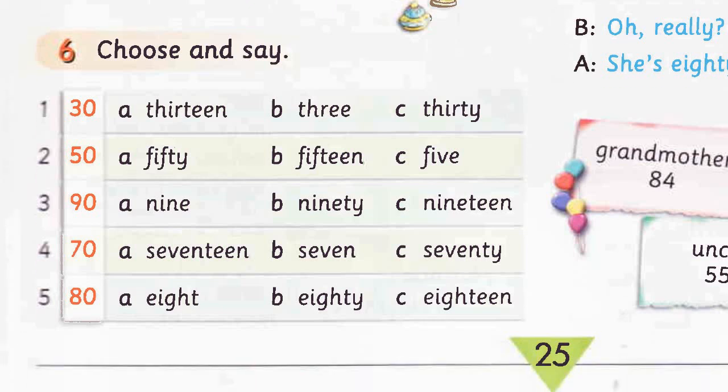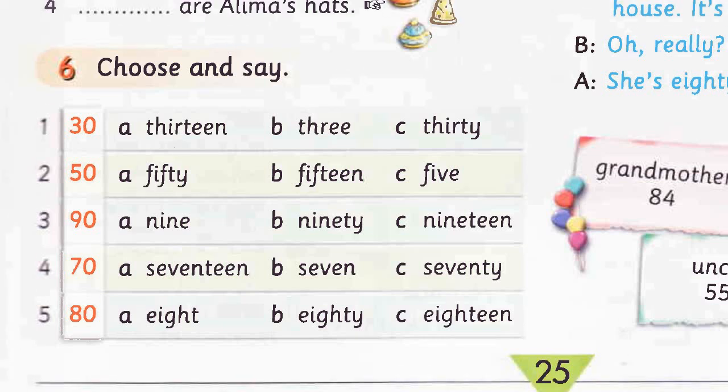Look at exercise number 6. Choose and say. This is about numbers. You can see numbers here: 1, 2, 3, 4, 5. And you have to choose A or B or C. Okay, what I'm going to do, I give about 20 seconds to you and then try to complete this part. And we're going to check your answers together. Your time starting right now.